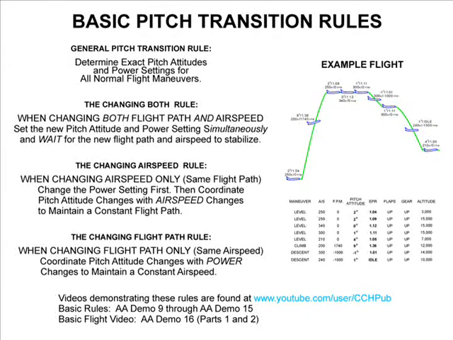In prior videos, we looked in detail at the basic pitch transition rules, which cover the procedures for changing airspeed at a constant flight path, changing flight path at a constant airspeed, and changing both flight path and airspeed. An example flight showed these basic rules in action. These videos are listed at the bottom of this page.